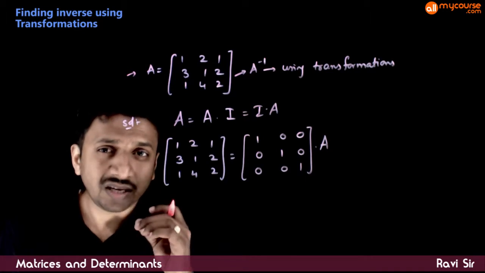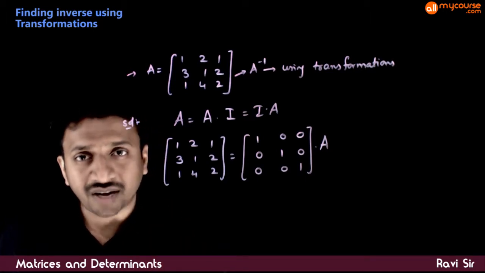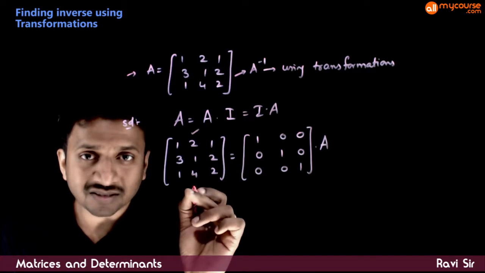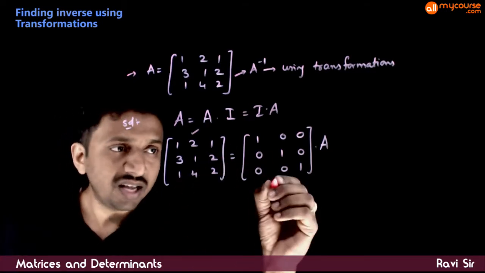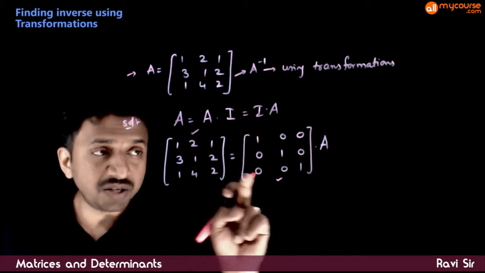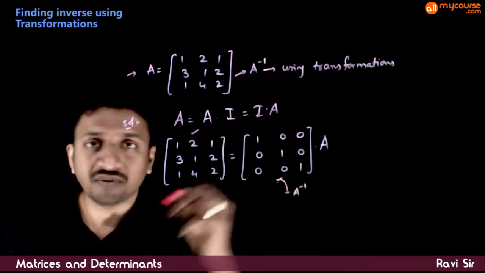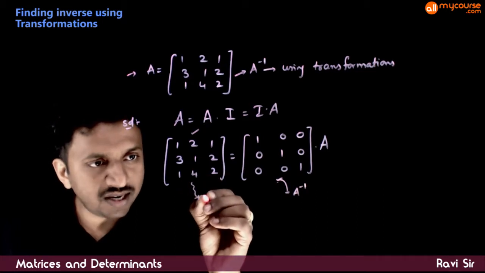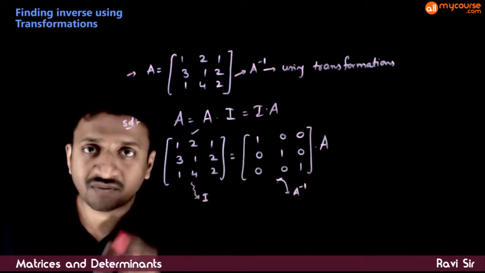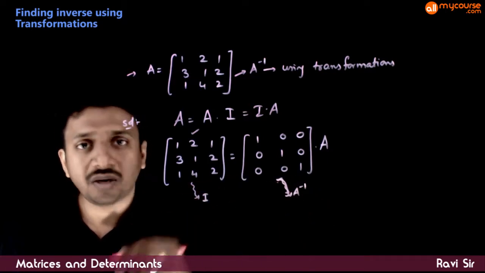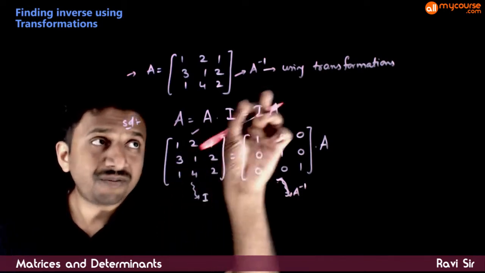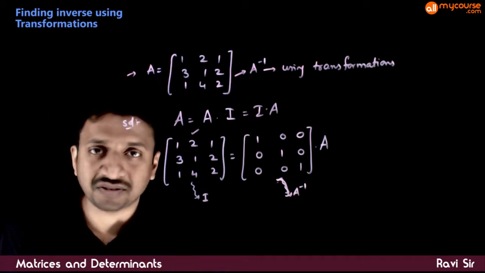Now, using elementary transformations or compound transformations, you convert this matrix into identity matrix and use the same transformations in the identity matrix. So as this matrix slowly becomes the identity matrix, using the same transformations, this matrix slowly becomes A inverse. So this is the logic of finding A inverse using elementary transformations.